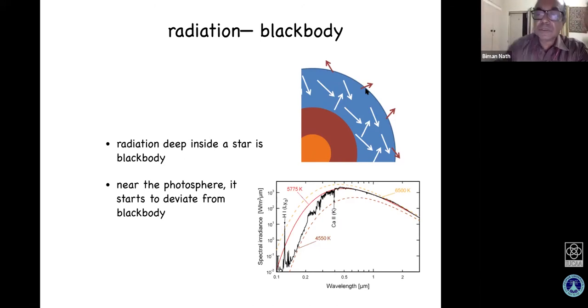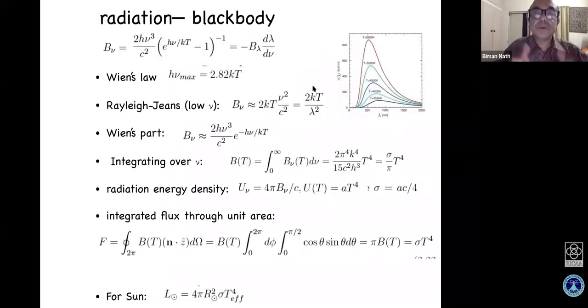Now, these are just words. So today I would like to quantify some of these things that we have been saying, and that would make our discussion more rigorous and more precise, and will help us go forward with building a physical model of a star. Okay. But we should talk about black body, and I'm not going to derive this because you all know what black body radiation is, but I'm just going to mention the important parameters.